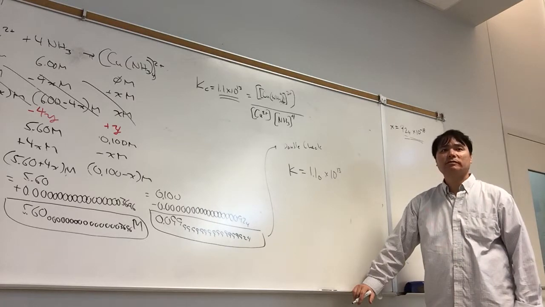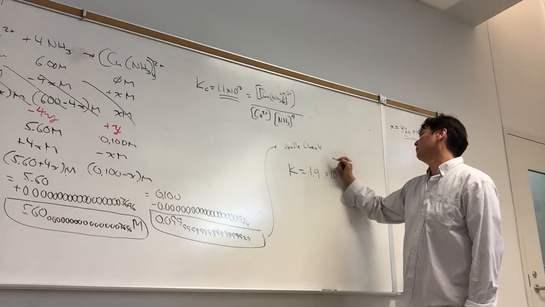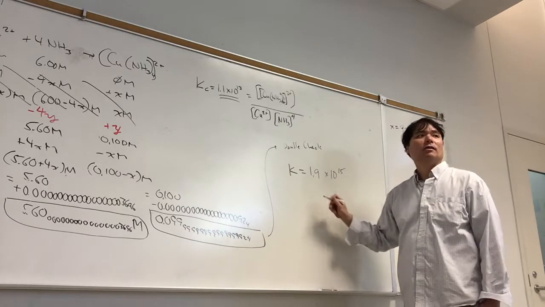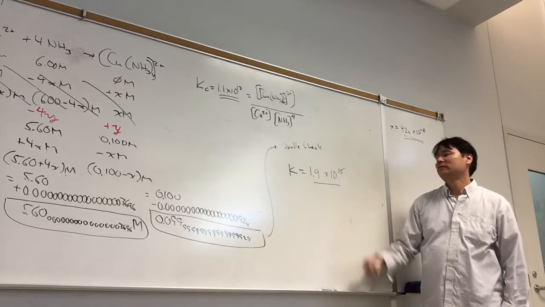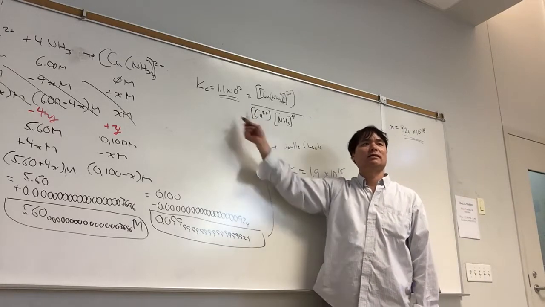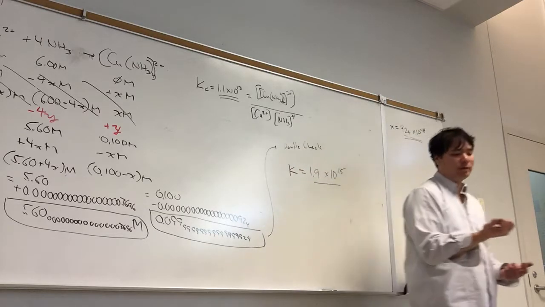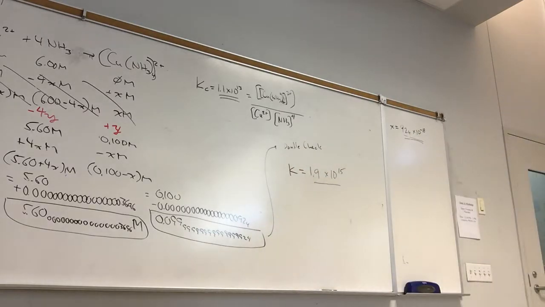It's 1.9 times 10 to the 15. It's supposed to be 1.1 times 10 to the 13. Is that close? No, it's way off. Could we attribute being way off to round-off error, because we did round it? No.